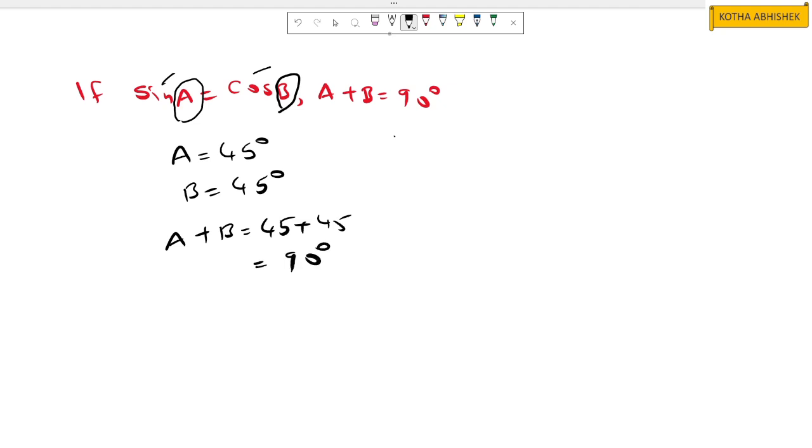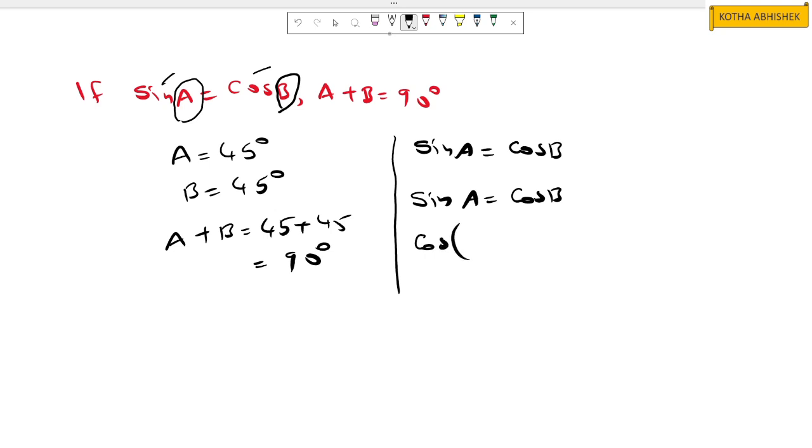The second method: on the left side we have sine A, which equals, on the right side, cos B. Now out of these two, you can change any one, only one, sine A or cos B. So now I am planning to change this sine A. Sine A equals cos B. So this sine A, I am writing it as cos of 90 minus A, because cos of 90 minus theta is sin theta.